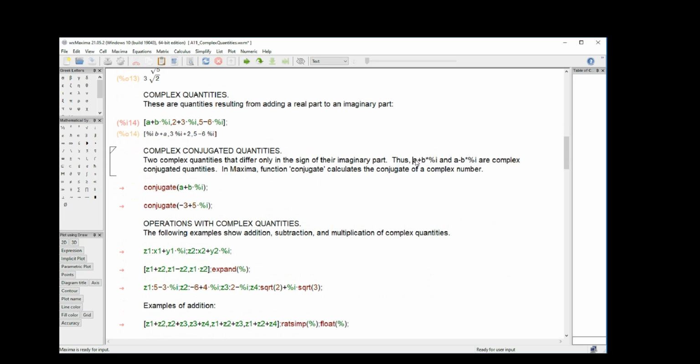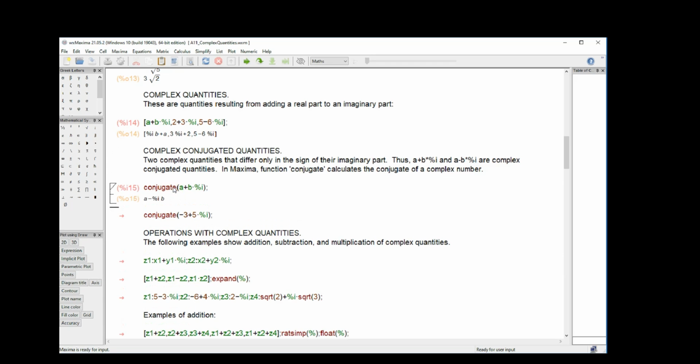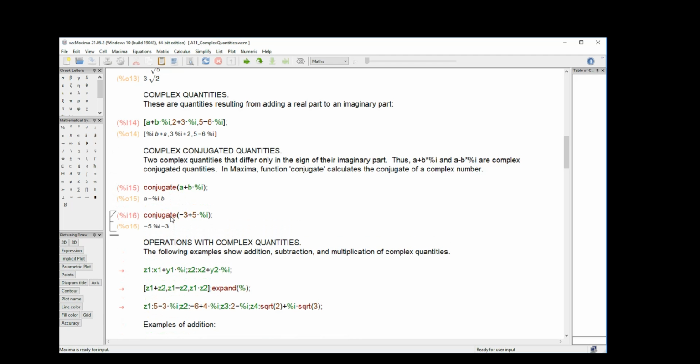So a complex quantity has a real part and an imaginary part. If you take the real part and change the sign of the imaginary part, you get what is called the conjugate of that number. For example, the conjugate of minus 3 plus 5i is minus 3 minus 5i.